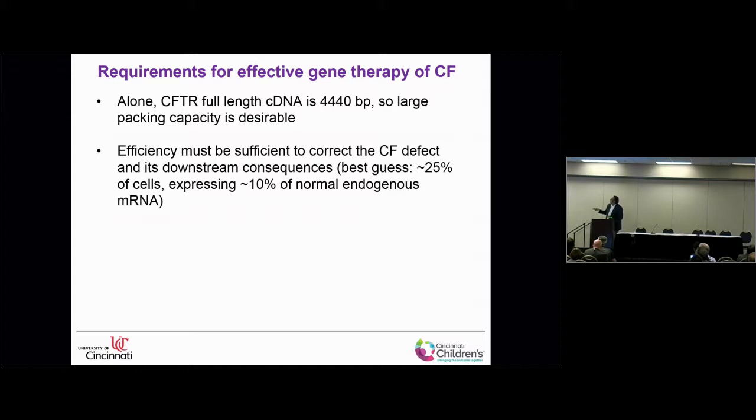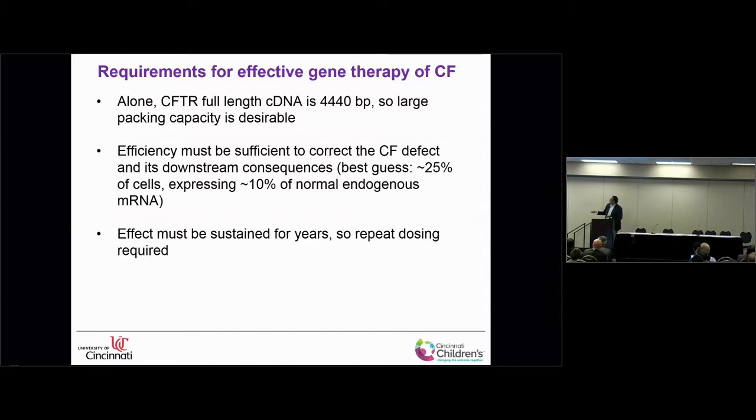And you do need to get about 25% of the cells in the airway and about 10% of normal endogenous levels of mRNA of CFTR to actually correct the airway and the fluid transport across the airway to be able to get a full correction of the disease.